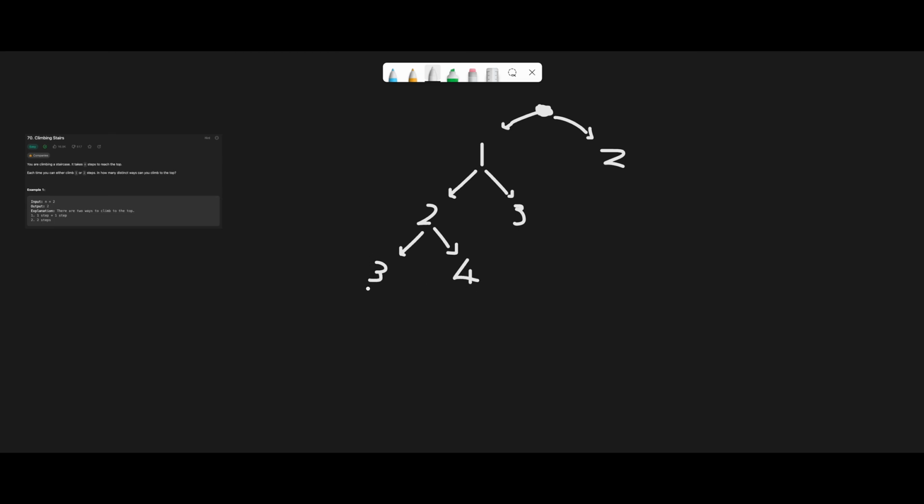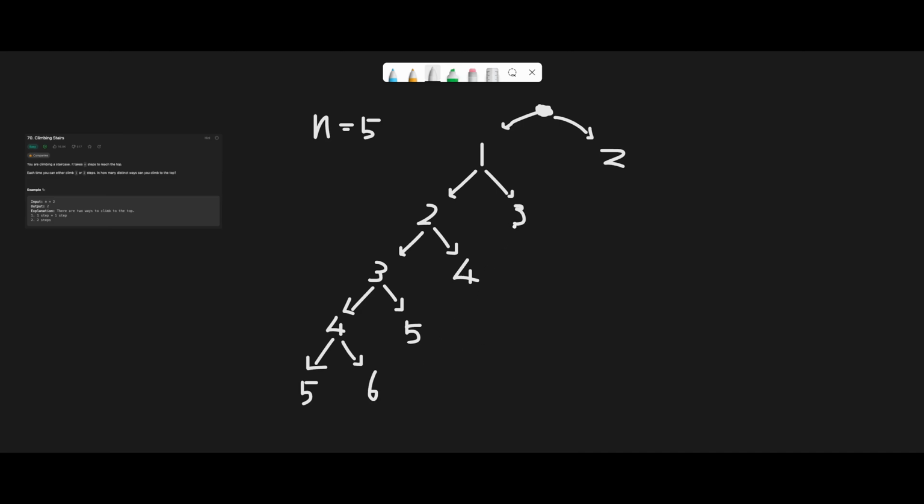And then again, if we take a 1 step, that should be 4. And if we take 2 steps from 3, that should be 5. Sorry, n equals 5. And yeah, we reach the top stairs. And then let's continue. If we take a 1 step, we reach 5, and like this is over 5.